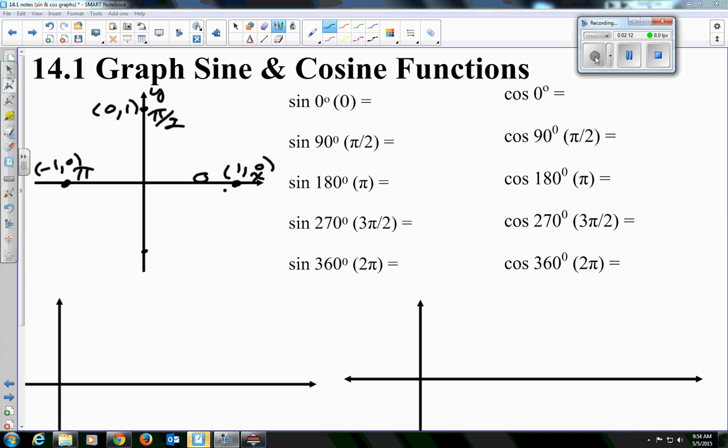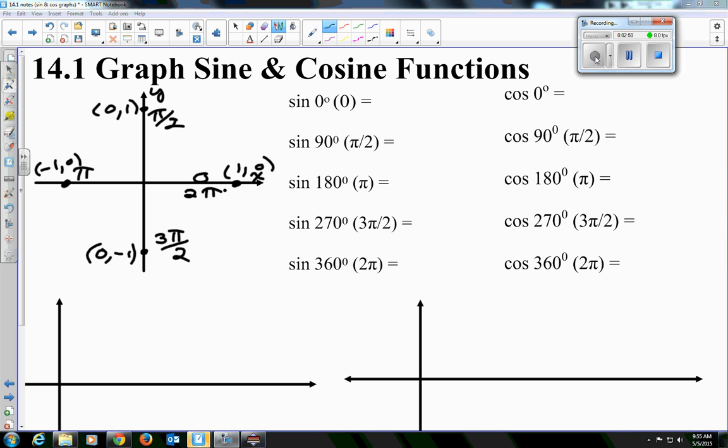Down here. What's that angle? 3 pi over 2. And my ordered pair is 0, negative 1. The y is negative 1, the x is 0. And then when I come all the way around, I start over. And when I've gone around once, I get back to 2 pi. That's going to give me one cycle of my sine or cosine function.